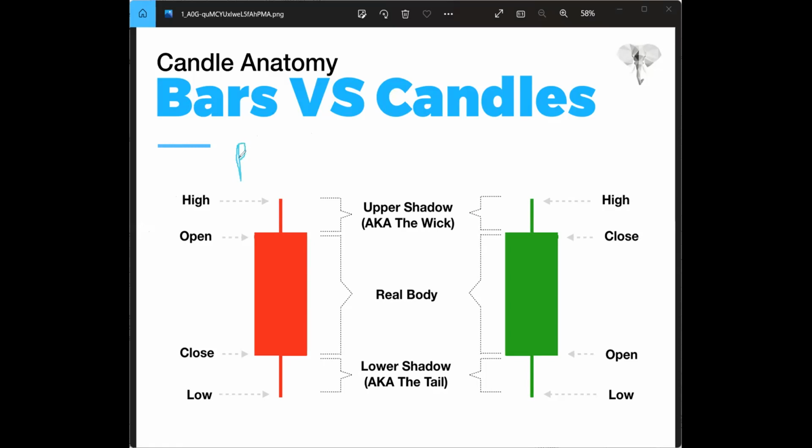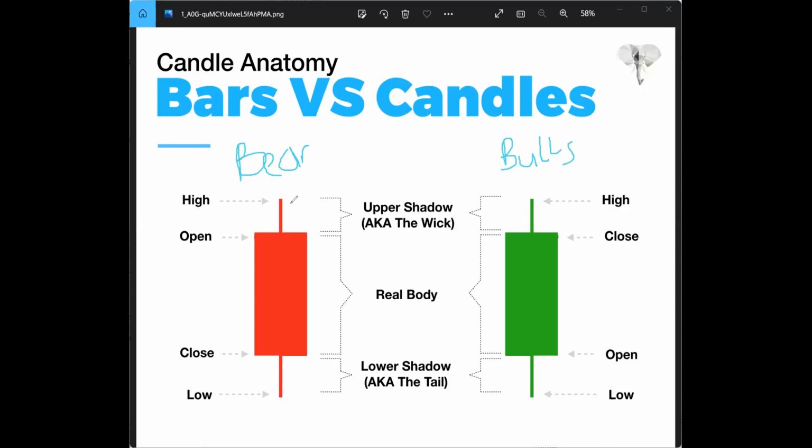So this is representing bears. And then we said earlier that bears represent what? Sellers. So what is the aim of sellers? And then the bulls represent what? Buyers. Oh, sorry about my handwriting. The bulls represent what? Buyers.